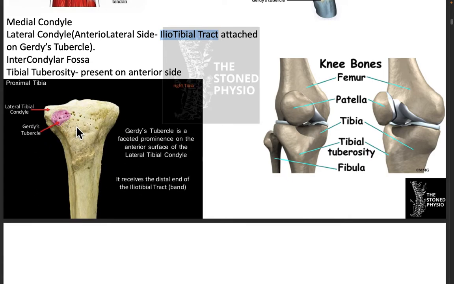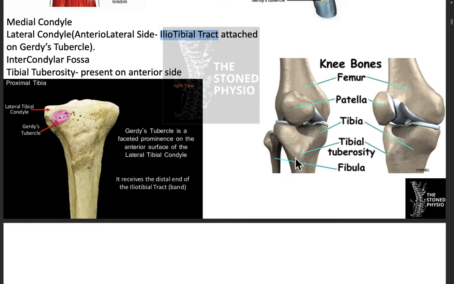So we can say that on the proximal and lateral part of the tibia we have this particular tubercle called Gerdy's tubercle, and we have the attachment of the IT tract on this part of the tibia. Apart from that we have the lateral and medial condyles, and then the tibial tuberosity. Tibial tuberosity is basically this particular part.